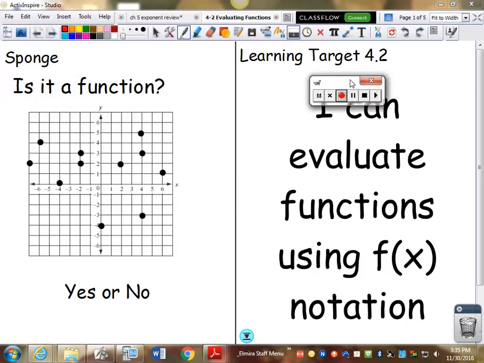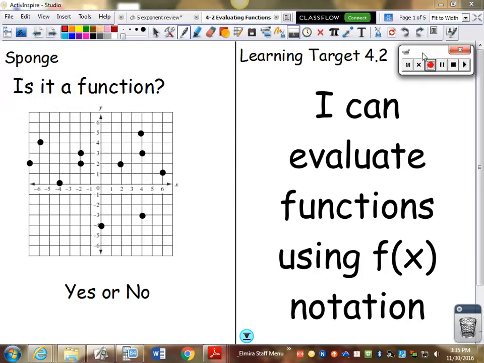Hi guys. This video will help you evaluate functions using f of x notation. Okay, so what are we talking about with functions here? Well, in this specific case, functions can mean a list of data points or graphs. Think about your homework from yesterday, where it was a graph or a list of data points, coordinate pairs, a chart with inputs and outputs, that kind of thing.